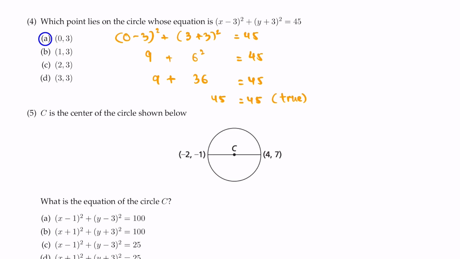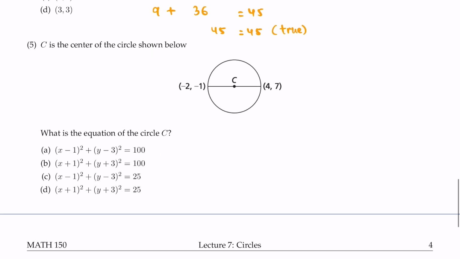So number 5 is a little bit more involved. You have the circle shown in the figure here, with 2 points on the graph of the circle. Now they ask you what is the equation of the circle. To find the equation of a circle, again, you need the radius and you need the center.